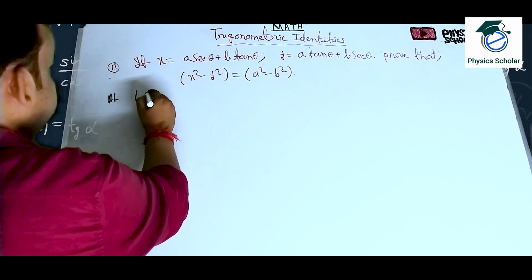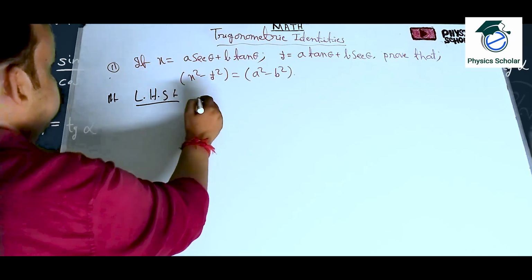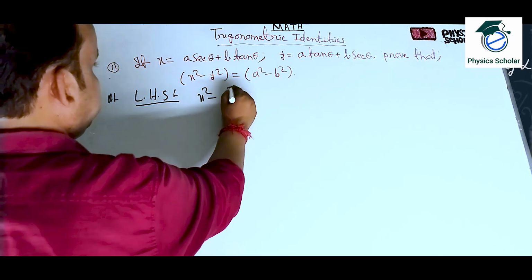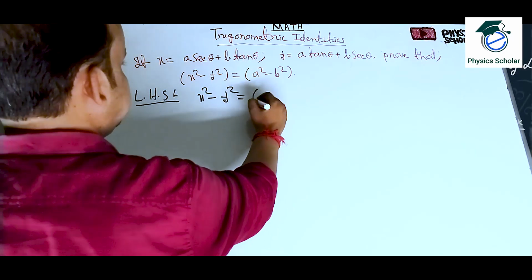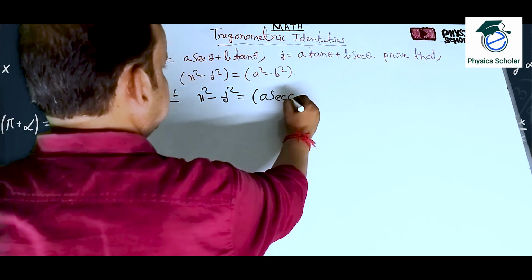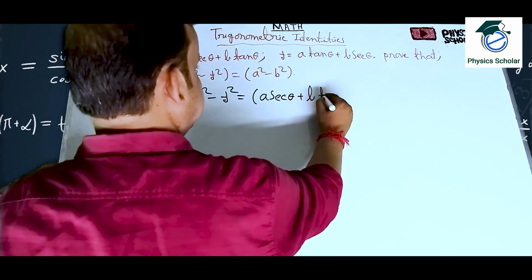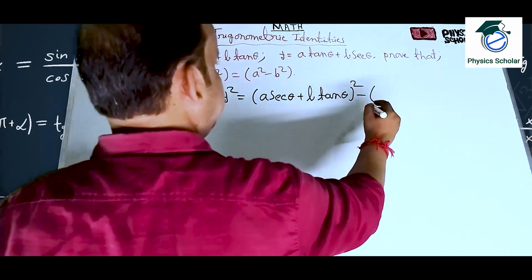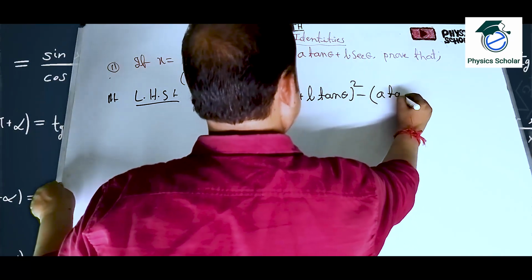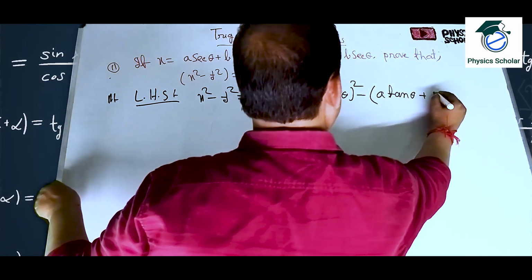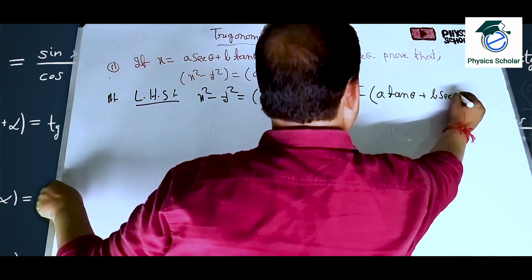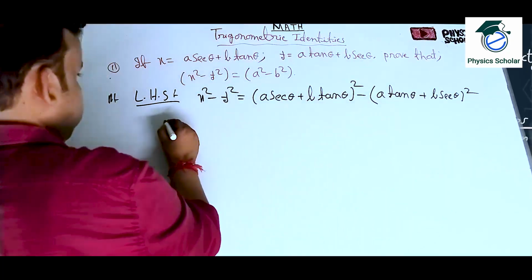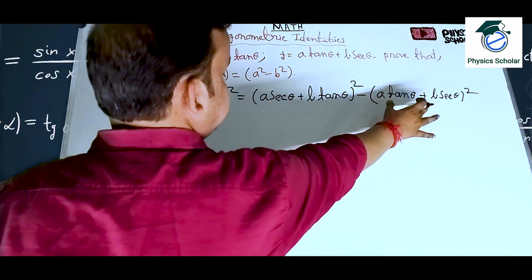So now left hand side, same procedure. Left hand side, what is that? X square minus y square. Clear? So what is the value of x? A sec theta plus b tan theta whole square minus what is the value of y? a tan theta plus b sec theta whole square. Clear? Now it is a plus b whole square and that is also a plus b whole square.